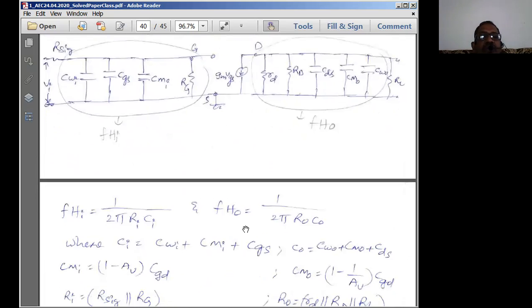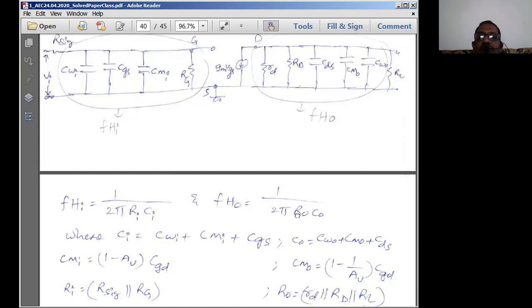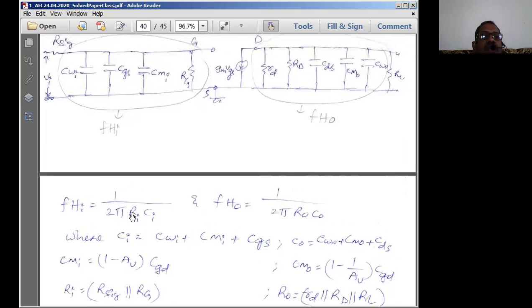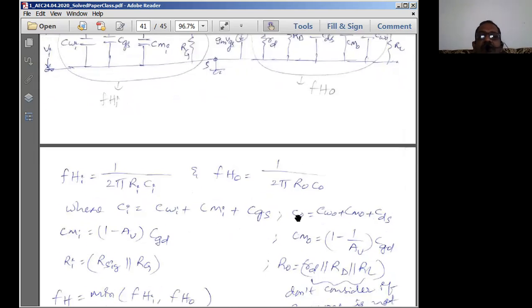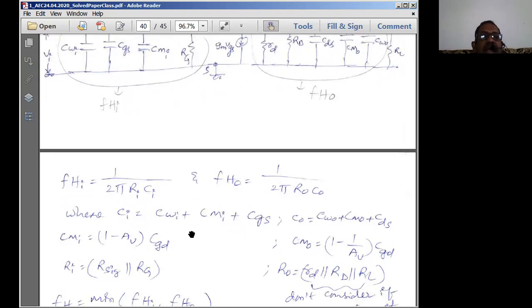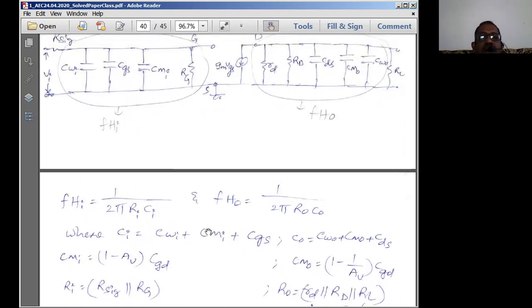from the output side. So from the input side, what we can write is 1 by 2 pi RC as the formula. The same formula we write for the output side, 1 by 2 pi RC. So R is replaced with the equivalent effective Ri, C replaced with effective Ci. Similarly for the output, the output equivalent resistance I can write as Ro, and the output equivalent capacitor as Co. So Ci is equal to, when the capacitors come in parallel, we simply add them up, CWi, CGS and CMi.